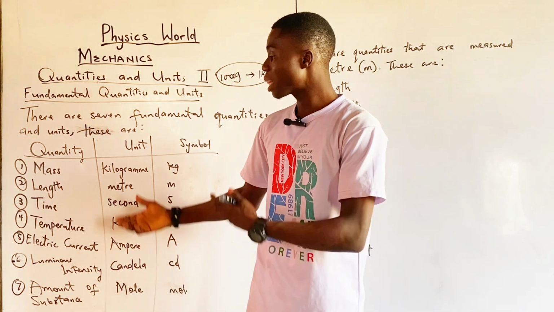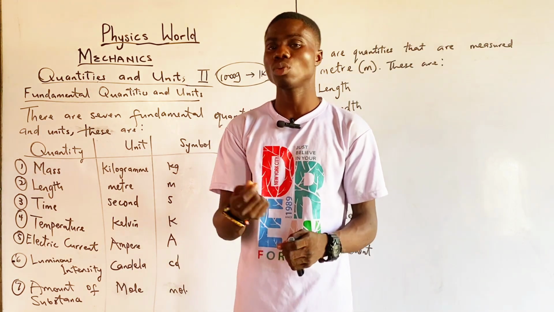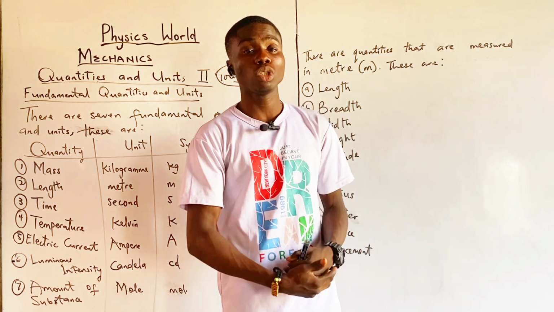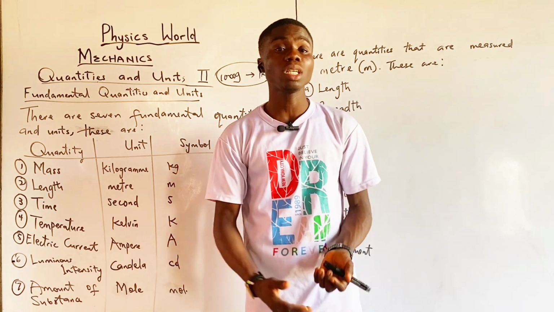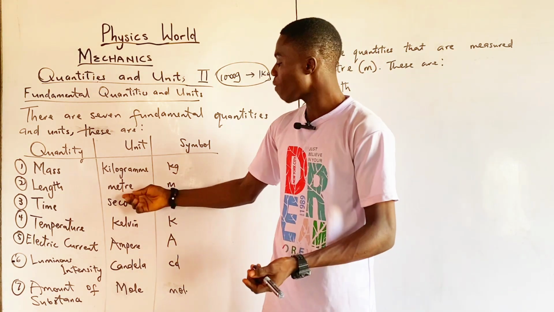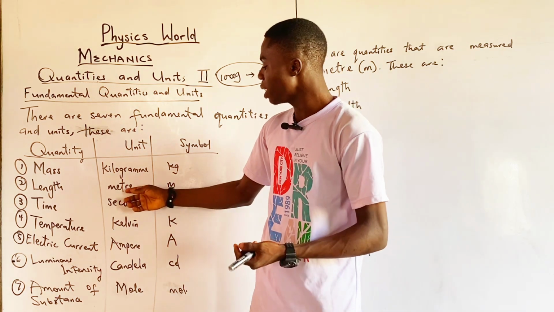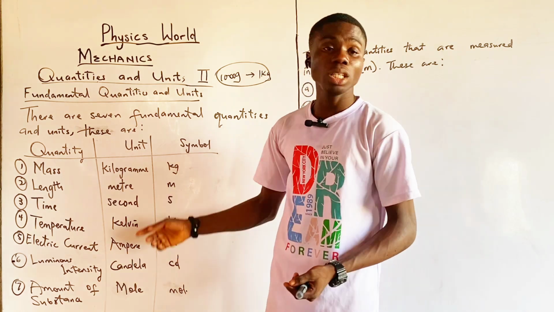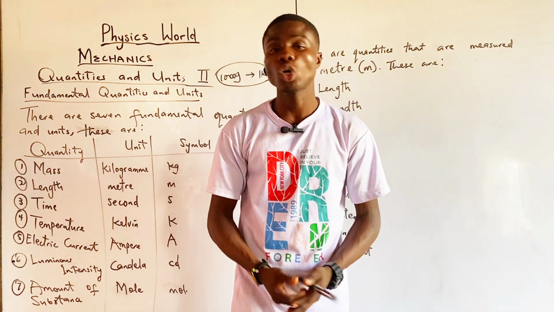So we have many types of rule, and we have the vernier caliper. If you want to measure very small things, we have the vernier caliper, we have the micrometer screw gauge. That's what we can use for length. And for length, we can see centimeter, we can see kilometer. Please convert it back to meter before you can use it in physics, because this is the SI unit. Please note that very well. And the unit is what? M.